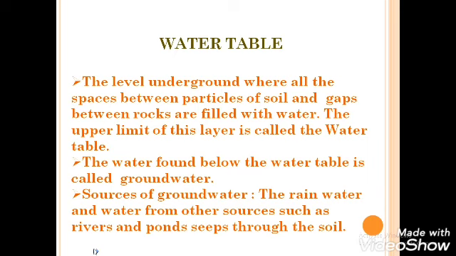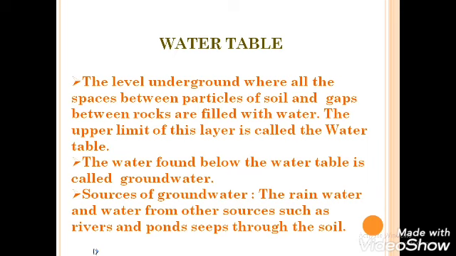The water table varies from place to place, and it may even change at a given place. The water table may be at a depth of less than a meter or maybe several meters below the ground. The water found below the water table is called what? Yes, groundwater.